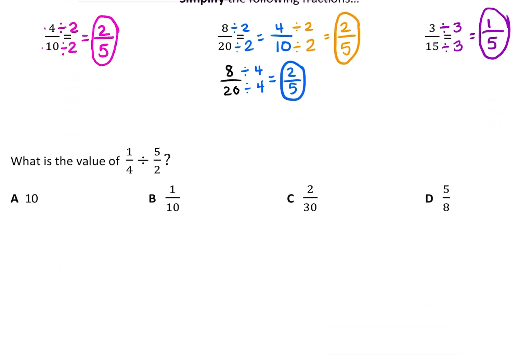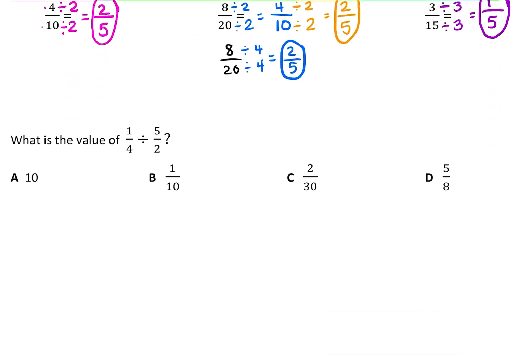All right, let's go to this last one. It says, what is the value of 1/4 divided by 5 over 2? Looking at my answer choices, I actually need to solve. We're dividing, so we do keep, change, flip. We're going to keep the 1/4. We are changing division to multiplying, and then I'm going to flip and get 2/5. And now I actually need to solve.